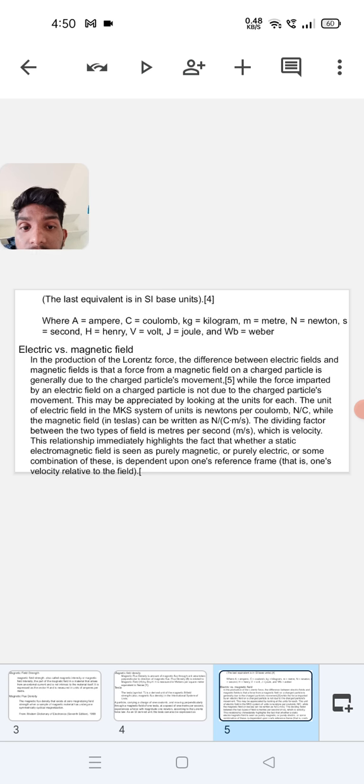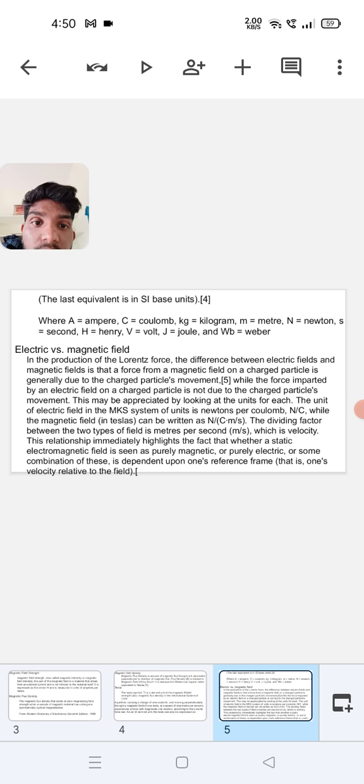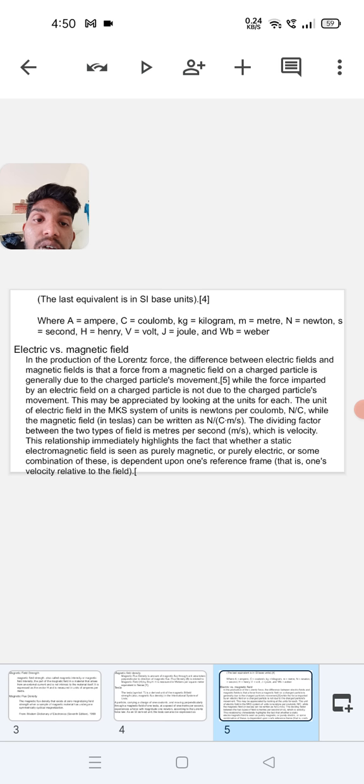Electric versus magnetic field. In the production of the Lorentz force, the difference between electric fields and magnetic fields is that a force from a magnetic field on a charged particle is generally due to the charged particle's movement, while the force imparted by an electric field on a charged particle is not due to the charged particle's movement. This may be appreciated by looking at the units for each.